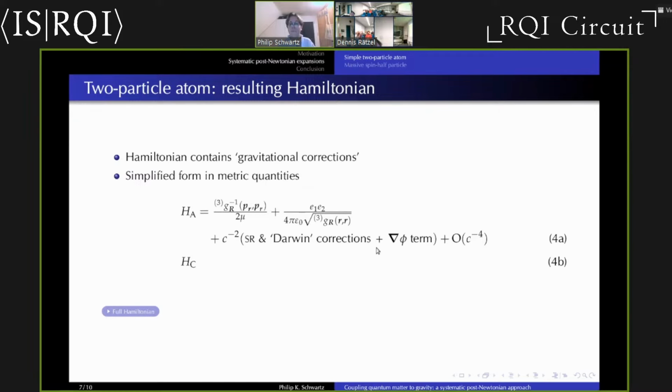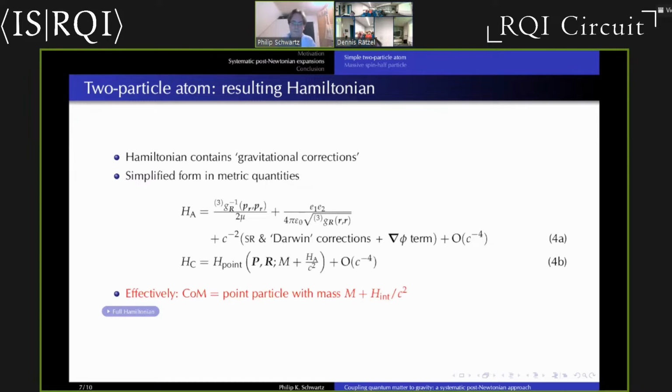And if we write the internal Hamiltonian in this form, then the center of mass Hamiltonian takes this form. So it really takes the form of the Hamiltonian of a point particle in the metric that we chose, with the center of mass momentum and position. But the mass parameter in this Hamiltonian is not just the total rest mass of the system, but it is the total rest mass plus this internal energy divided by c squared.